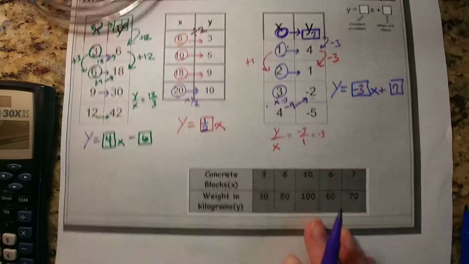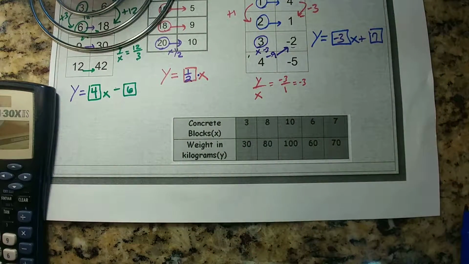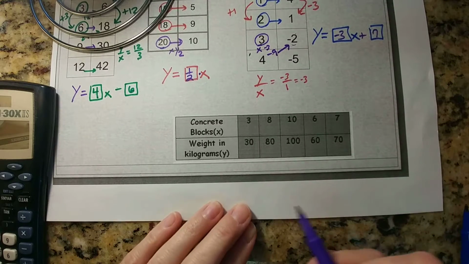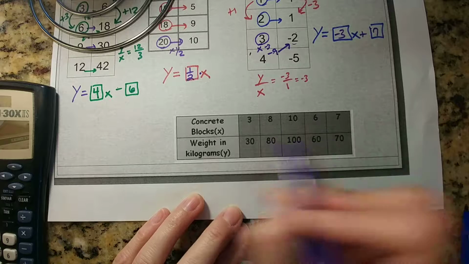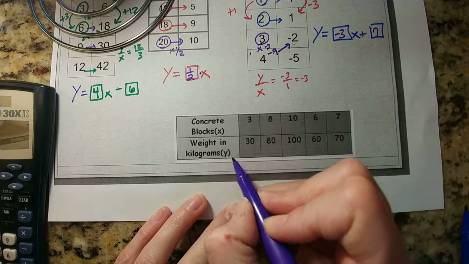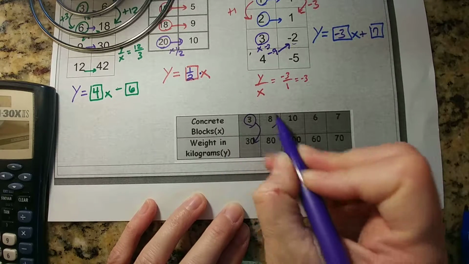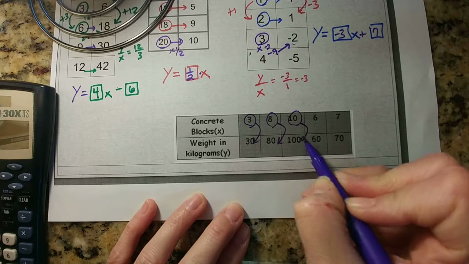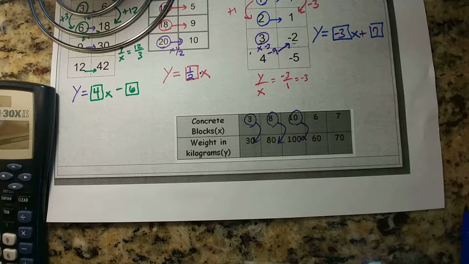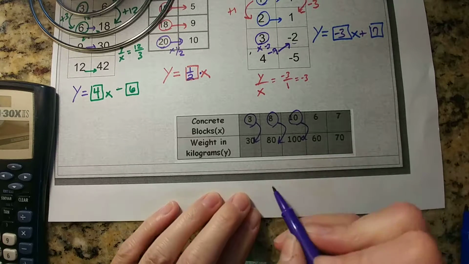All right, last one here. We've got concrete blocks and what they weigh. All right, so again, first thing I want to do, even though this is a horizontal table, I just want to look across from x to y. So from x to y, x to y, x to y. Do I see what's happening to get across the table?